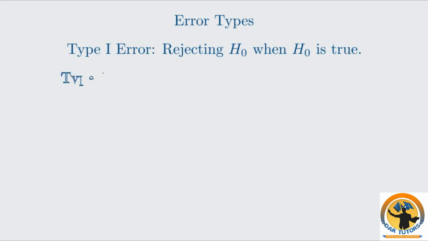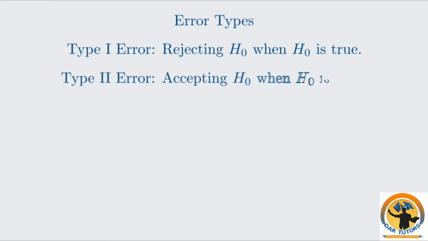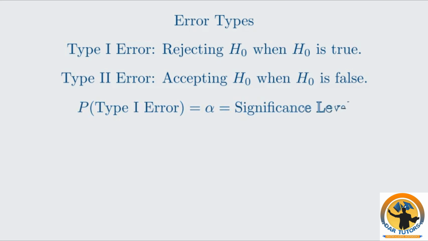On the other hand, a Type 2 error occurs when we make the mistake of accepting the null hypothesis H0 when it was actually false. This is a false negative. Using the same courtroom analogy, a Type 2 error would be finding a guilty person not guilty. The probability of making a Type 1 error is very important, and it has a special name. The probability of a Type 1 error is called the significance level, and it's denoted by the Greek letter alpha.